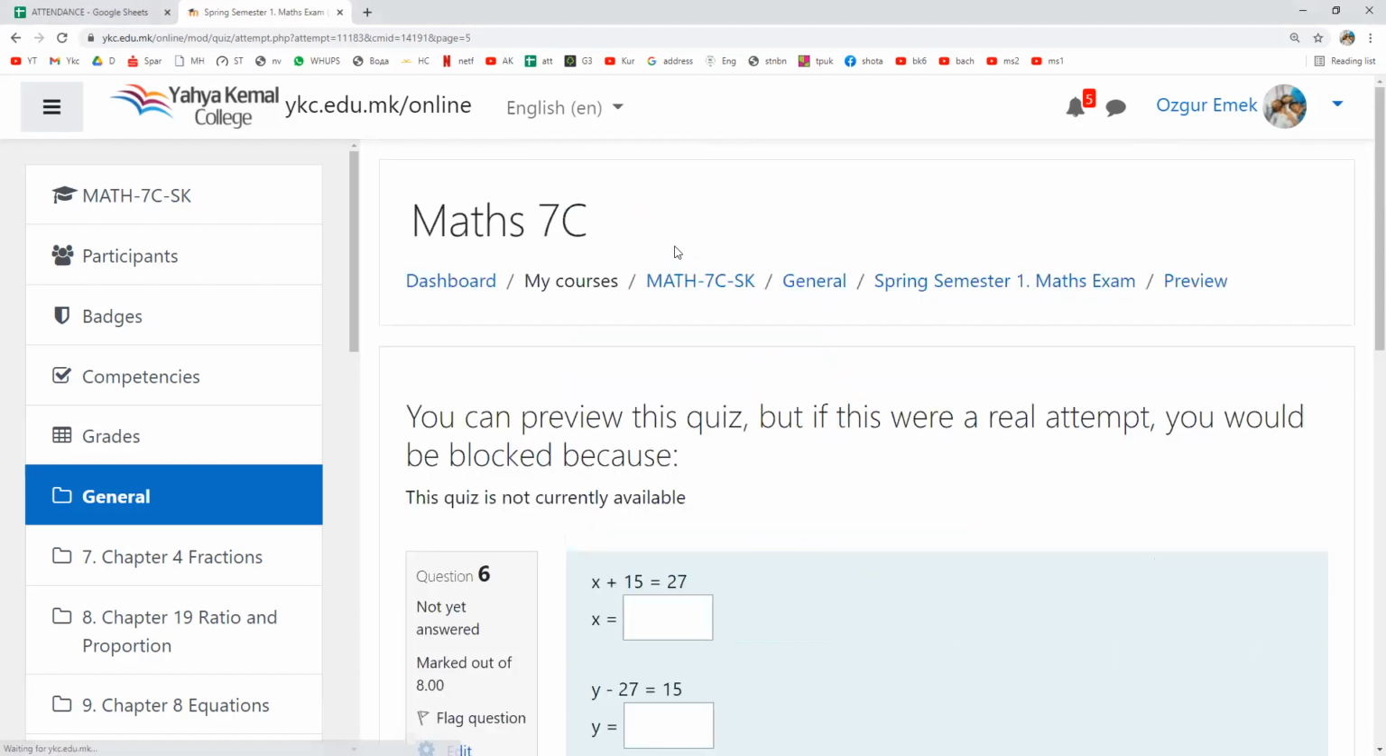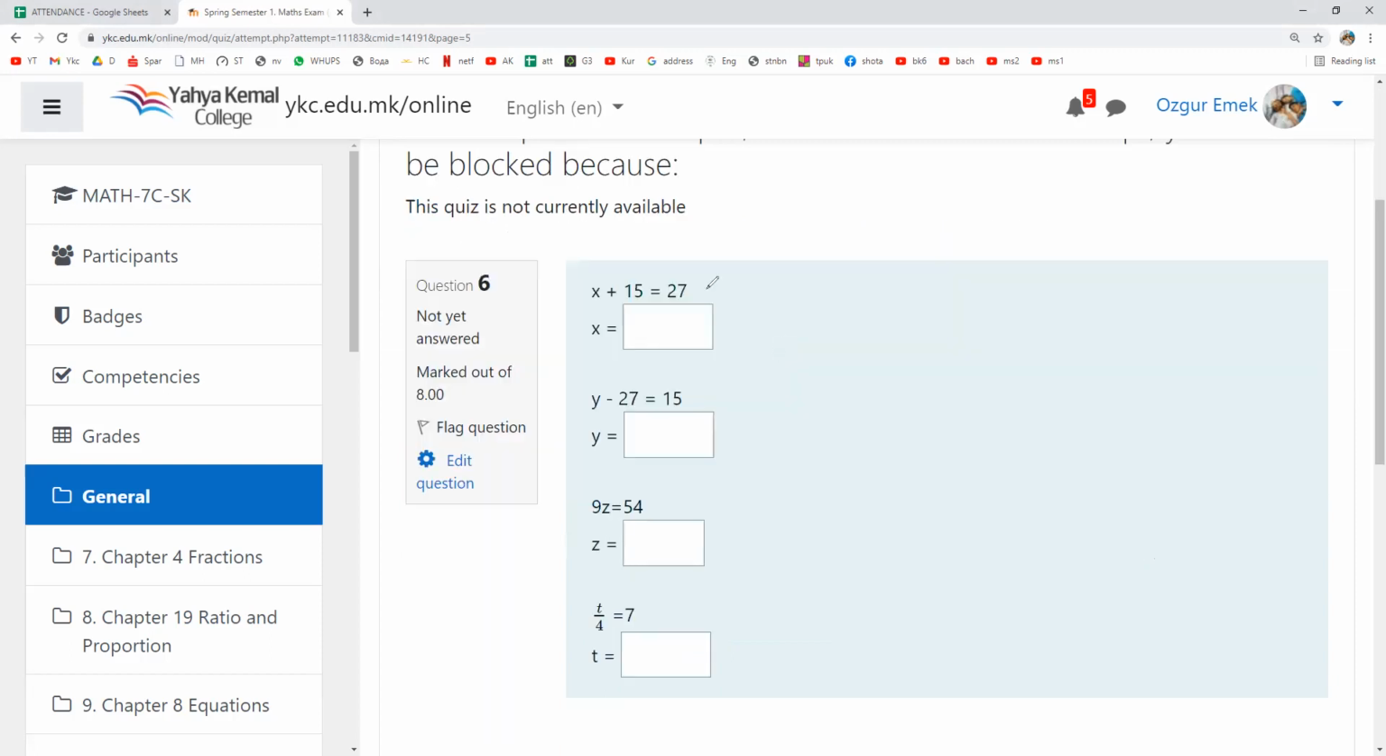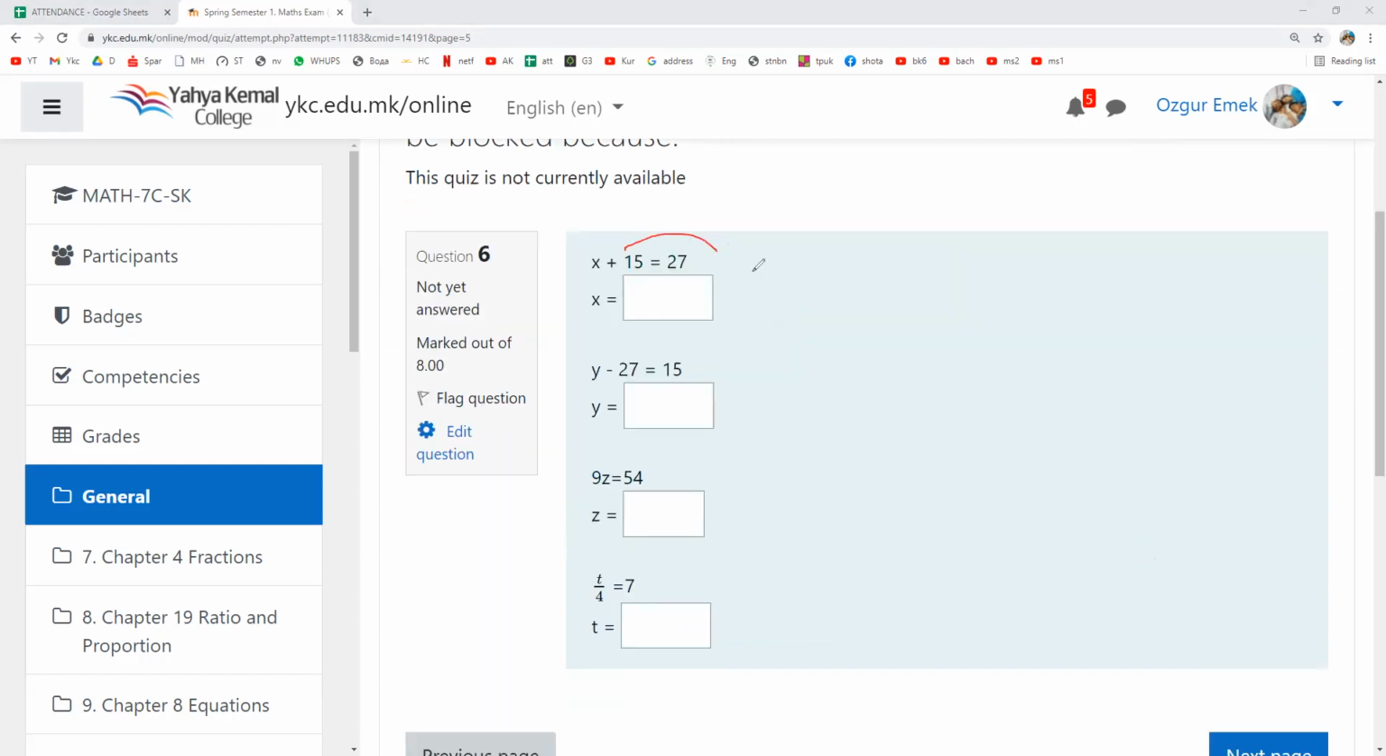Question 6. Equations. Inverse operation is applied. This is not very hard. Plus 15 on the other side, minus 15. So x equals 27 minus 15. That's equal to 12. Minus 27 on the other side, plus 27.